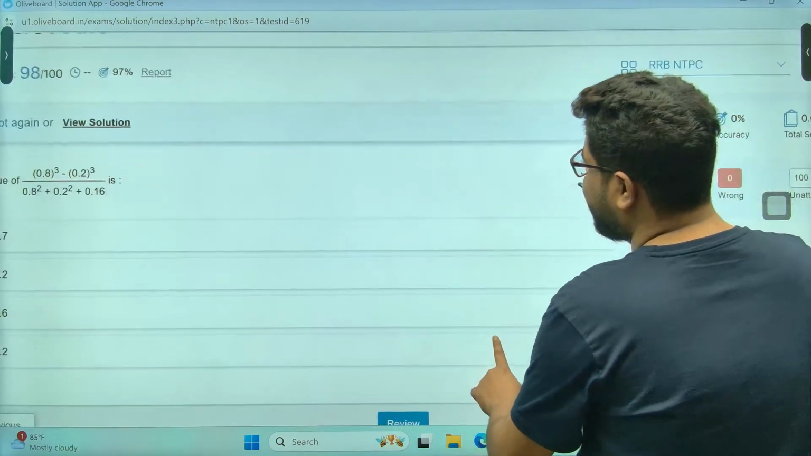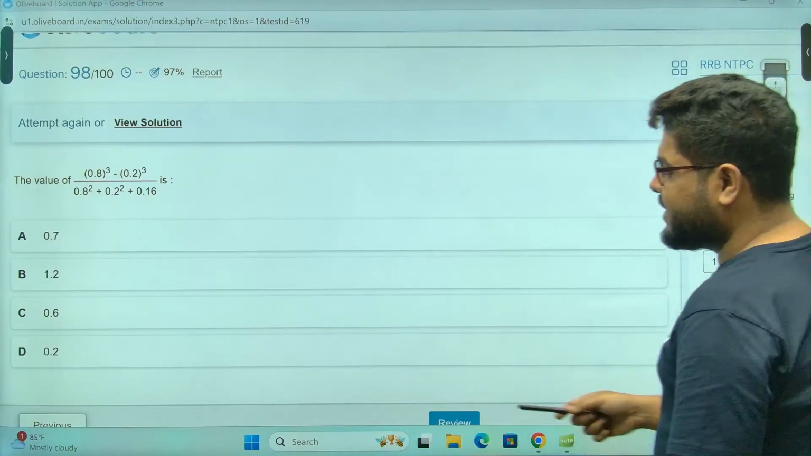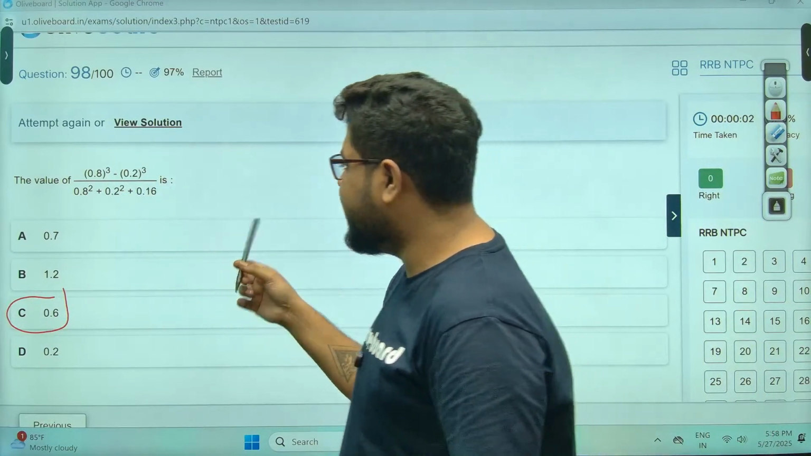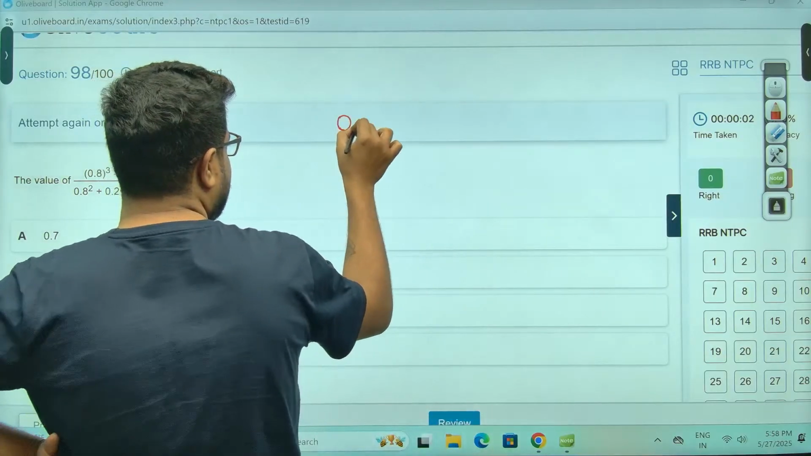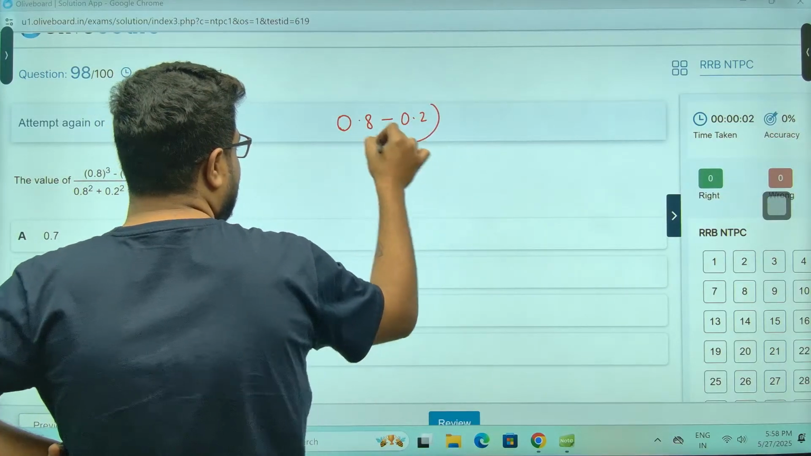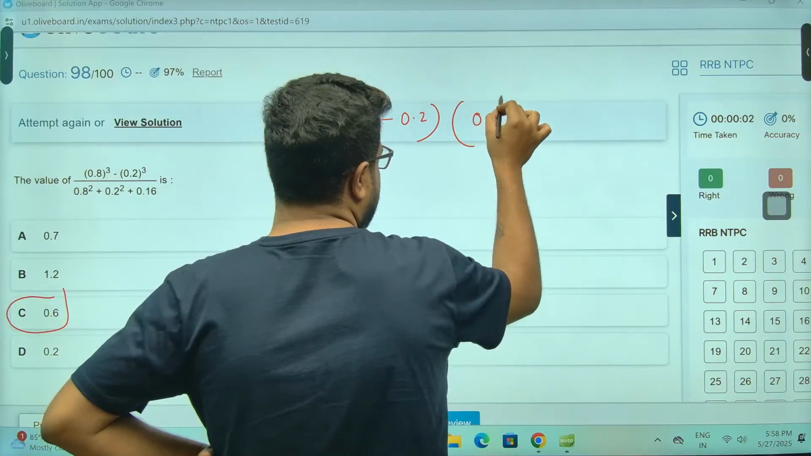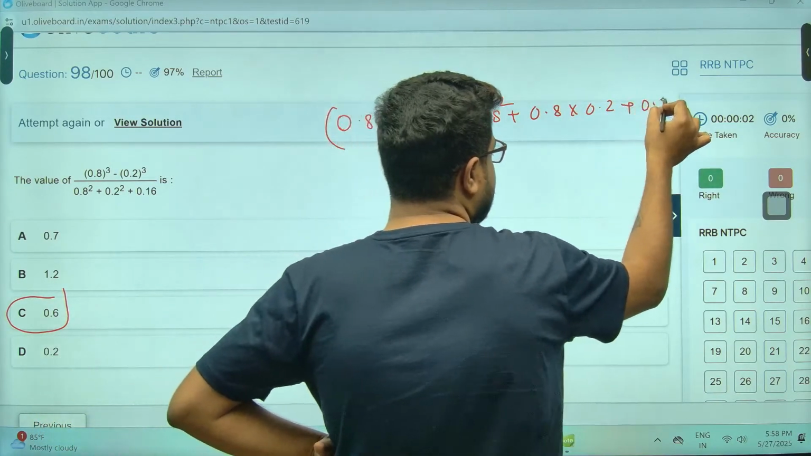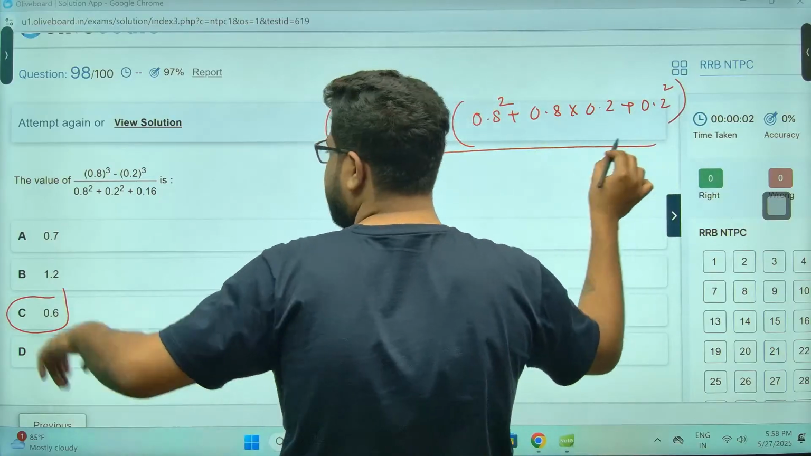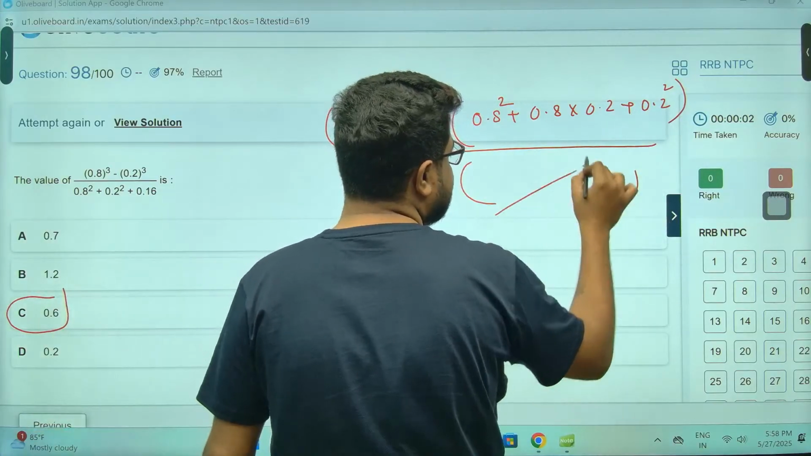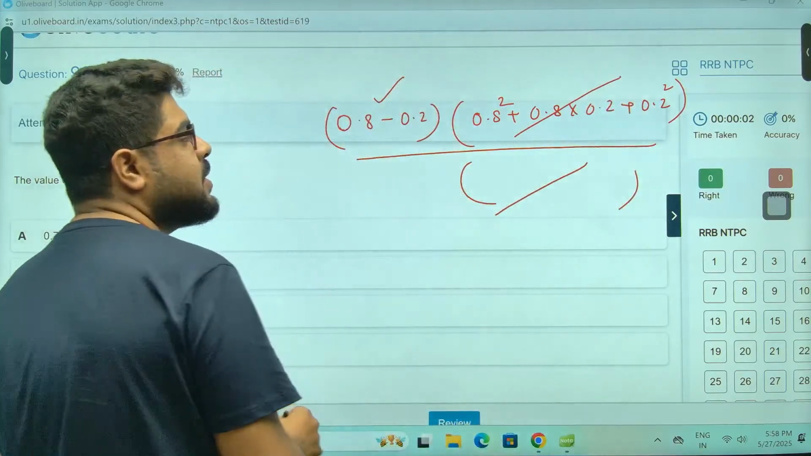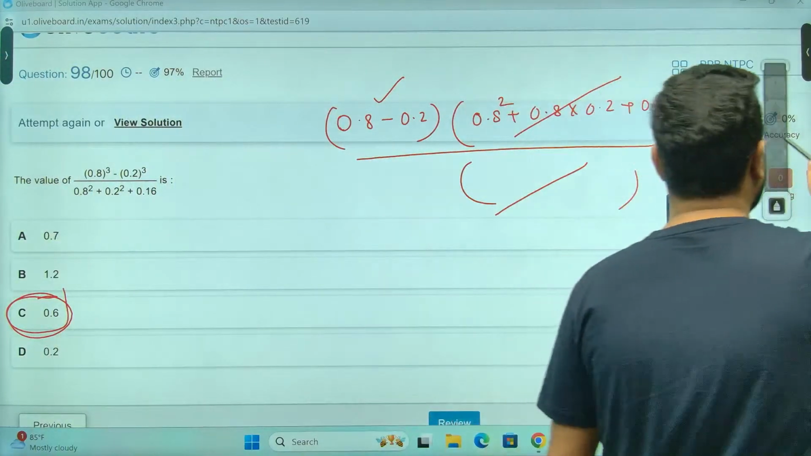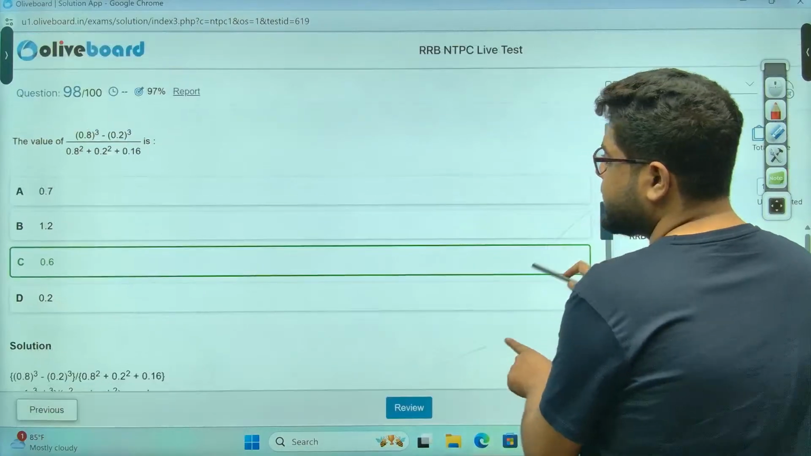Sir, it is a cube minus b cube का formula, sir. Answer is 0.6. दिख रहा है, sir. A cube minus b cube is (a minus b) into (a square plus ab plus b square), sir. The whole thing divided by this is given, sir. This thing cancels. This is my answer, 0.6. Option C.